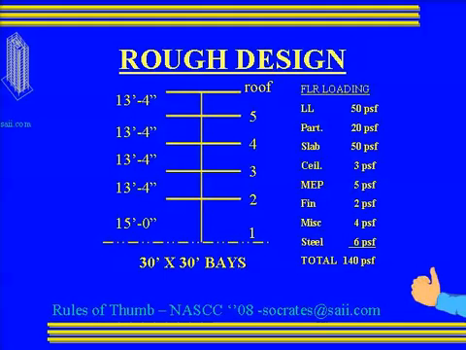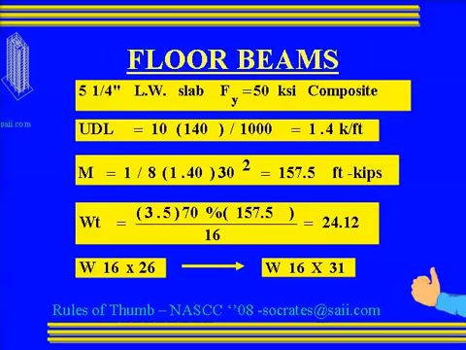We're actually going to design a 30 by 30 bay, 5 1/4 inch lightweight concrete slab with 2-inch deck, and we're using 50 KSI material, and we want to do composite design. So for the beams, the uniform load is 1.4 kips per foot. The moment is 158. 3.5 times 70%. Okay, that 70% is because we're using composite.